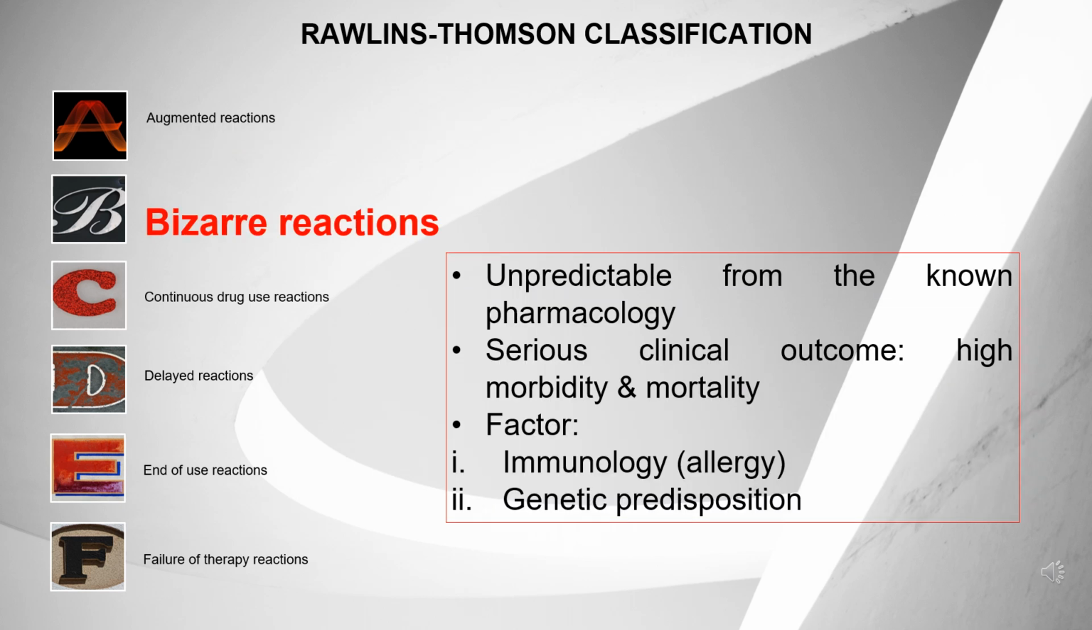Bizarre reactions have no direct relationship to the dose of the drug or the pharmacological mechanism of drug action. So it is unpredictable from the known pharmacology. It can develop on the basis of immunological reactions to a drug, for example in the case of allergy, and genetic predisposition, such as G6PD deficiency and so on. A careful patient history will identify this situation.